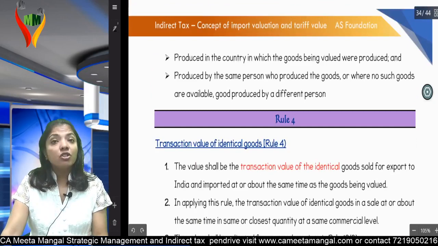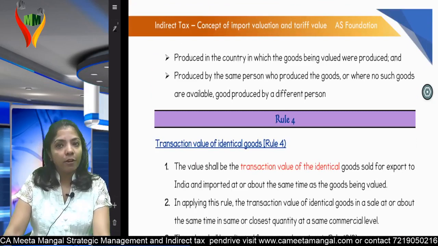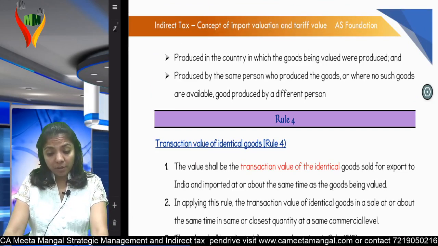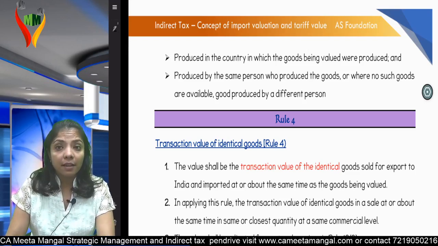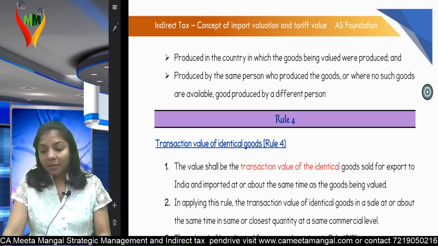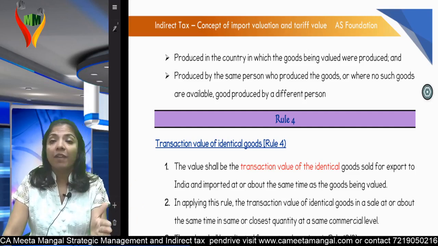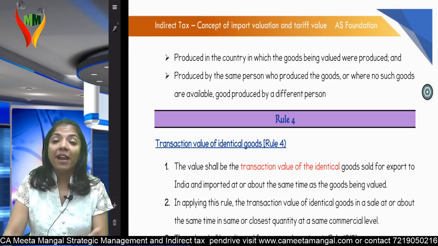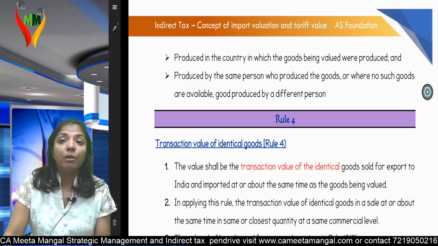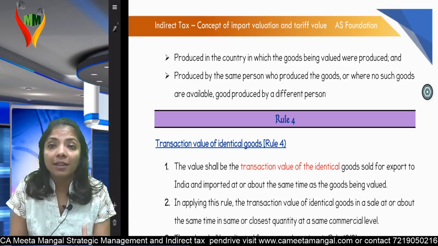Produced in the country in which the goods being valued were produced. That means again the country should remain the same, the country should not be changed, and produced by the same person who produced the goods, or where no such goods are available, goods produced by a different person. Understand? Producer should remain the same. See, country, there's no second thought, country has to be the same. To understand the definition of identical goods or similar goods, country has to be the same. In fact, producer should also be the same, but if the same producer's goods are not available, some other producer's goods are available, that will also be taken into consideration.